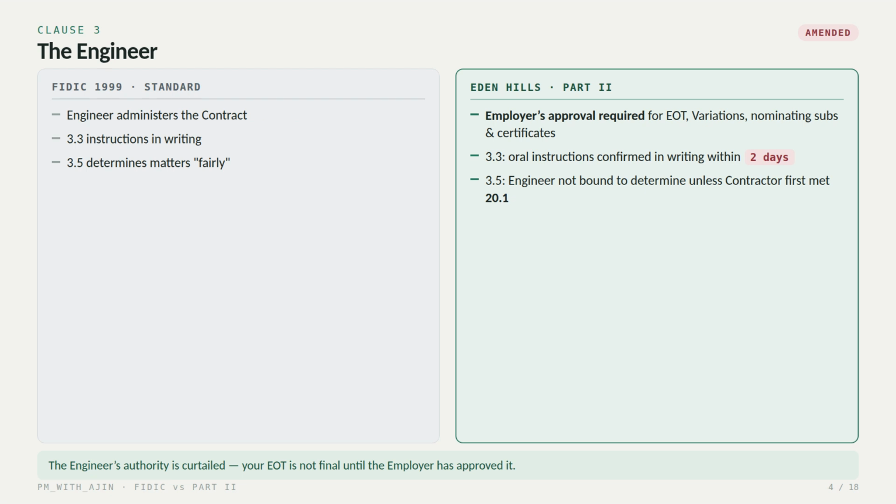Clause 3 The engineer. In the standard form, the engineer administers the contract and determines matters fairly. In the Part 2 conditions, the engineer's authority is curtailed. The employer's prior approval is now required before the engineer can award an extension of time, instruct a variation, nominate a subcontractor, or issue the taking over or performance certificates. All instructions must be confirmed in writing within 2 days, and the engineer is not bound to make any determination until the contractor has first complied with subclause 20.1.